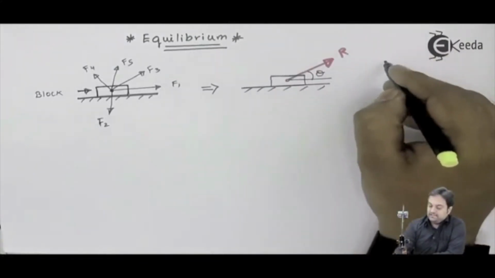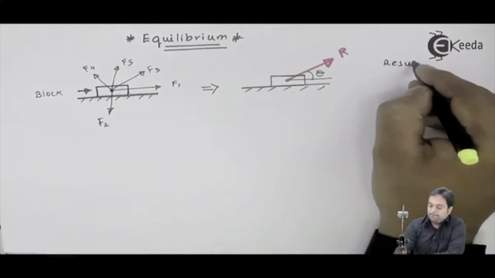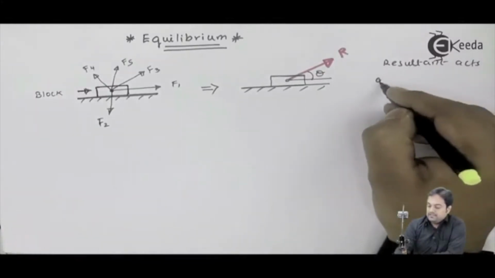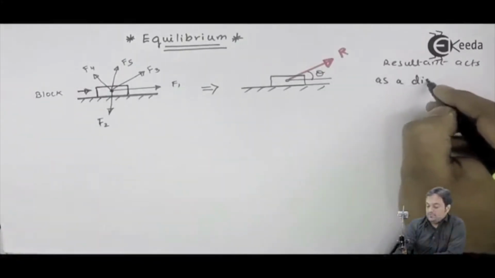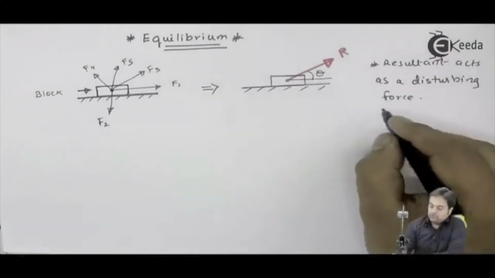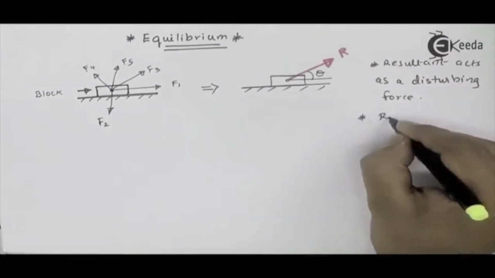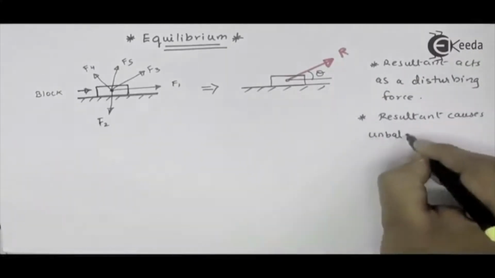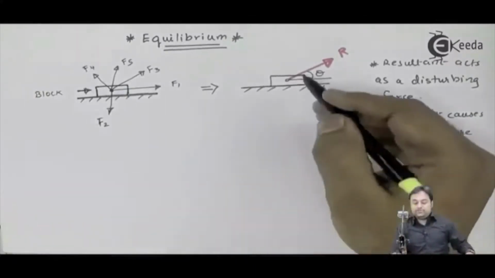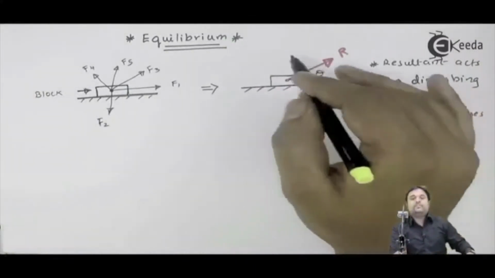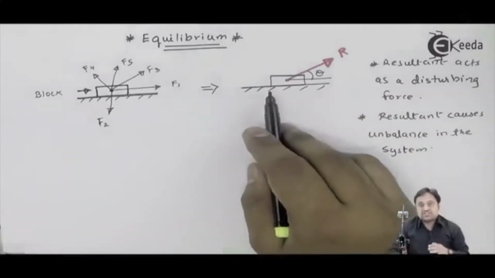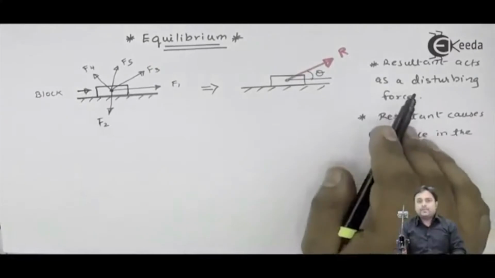So the effect of resultant is to disturb the block. So resultant acts as a disturbing force. Also, you can say that because of the resultant, this system will remain unbalanced. That is, if this block is stationary, it will be moving.